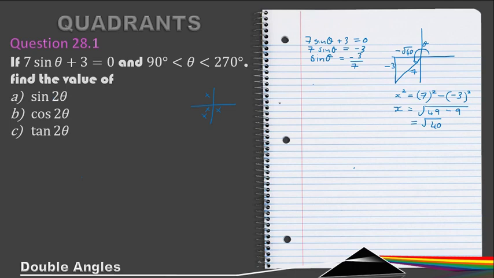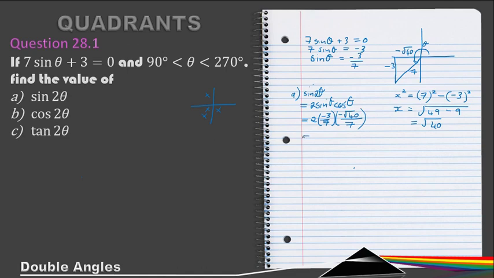Alright, so now we can go ahead. If I have sine 2 theta, so let's start with A, sine 2 theta. All that I have to do now is break it up into 2 sine theta cos theta. Then I can replace it with its respective values. For sine theta, we're given minus 3 over 7. And for cos, we've got adjacent over hypotenuse, so that's negative square root of 40 over 7.